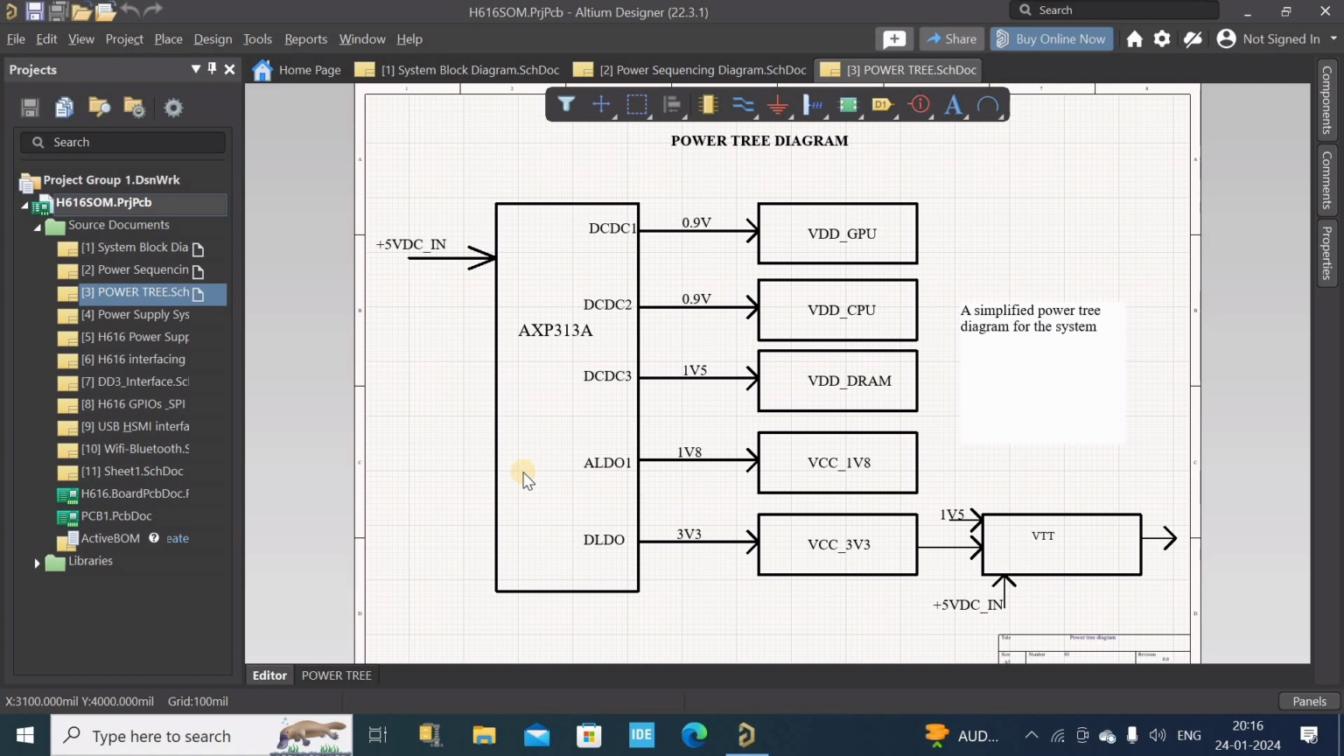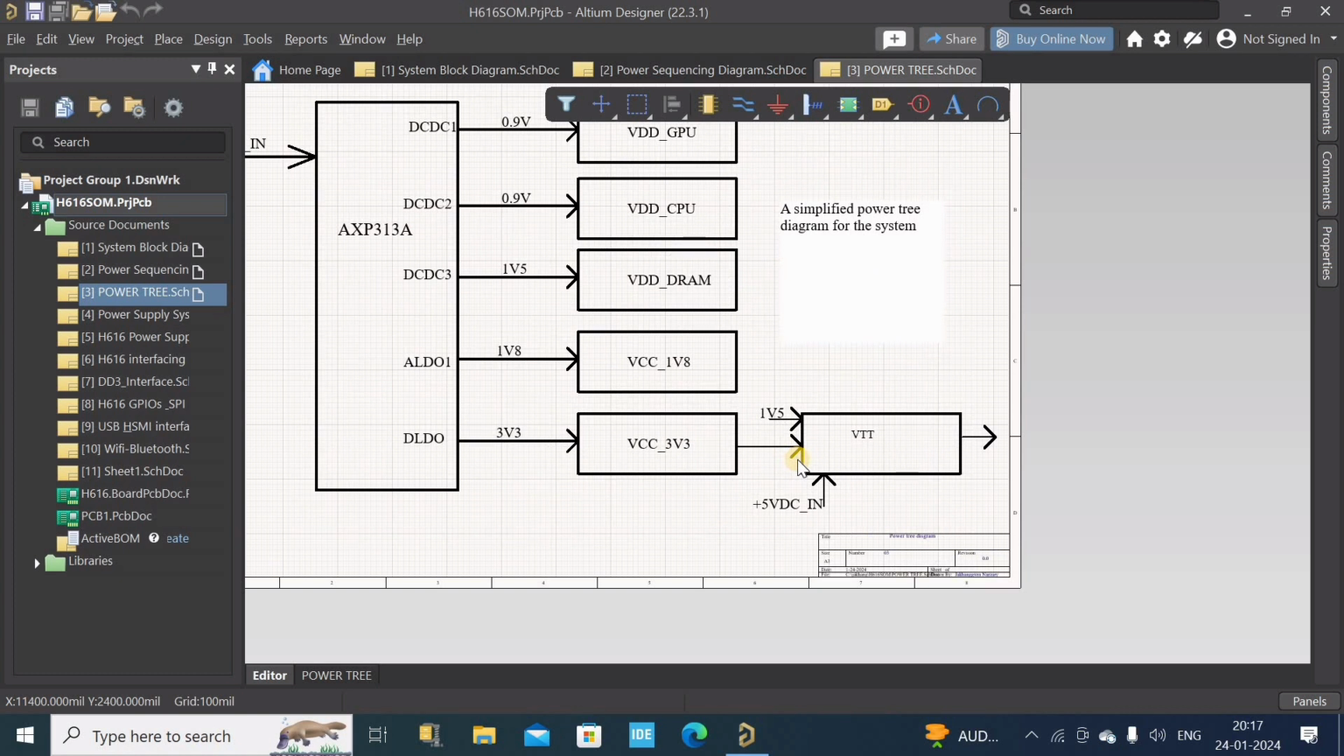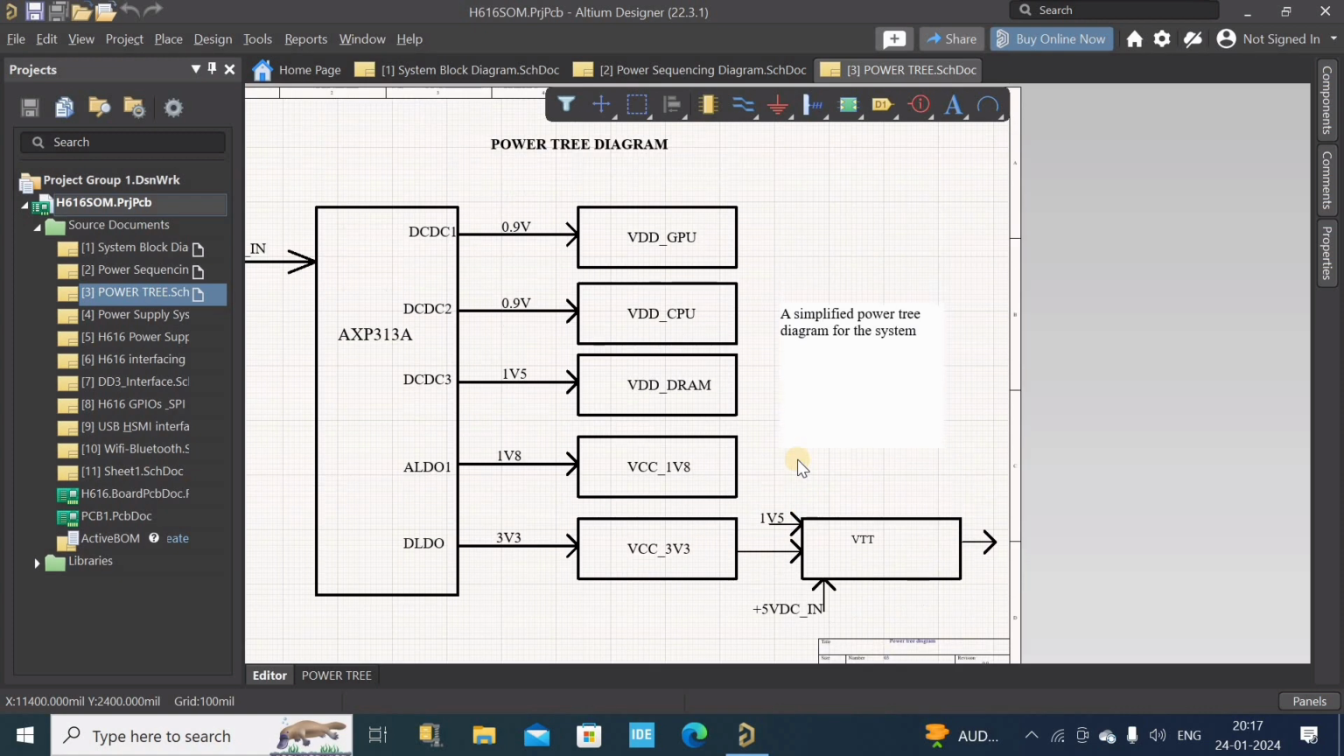As you can see here, in this Part-3 diagram, we are using AXP313F, which is a power management IC, responsible for delivering these many voltage levels, like 0.9 volt, 0.9 volt, 1.5 volt, 1.8 volt, and 3.3 volt. And at the right bottom corner, we are using a BTT regulator, and we're going to talk about this later.